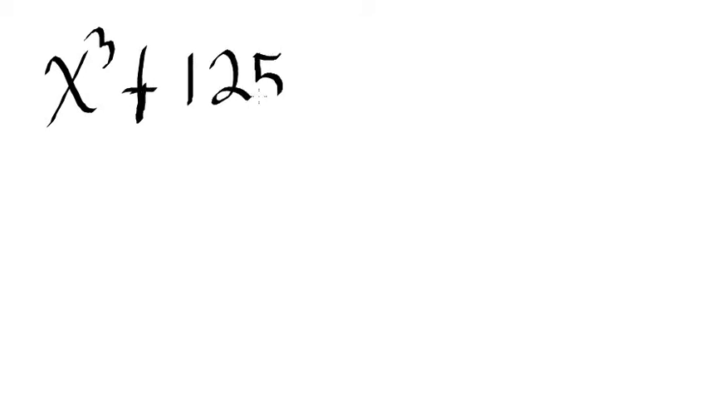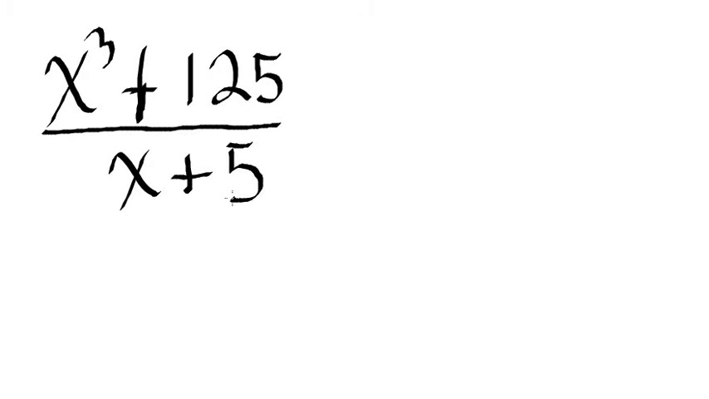Okay, this is the sum of 2 cubes, so you should know how to factor the sum of 2 cubes, over x plus 5. So 125 can be written as 5 cubed. That's the reason they call that the sum of 2 cubes. If you factored it, you could cancel out x plus 5 and see what we're left with, because that's what we're going to end up with.